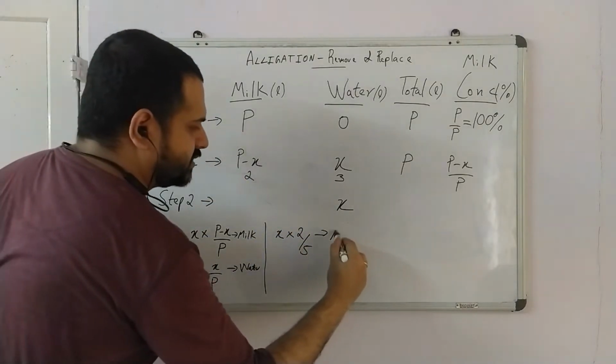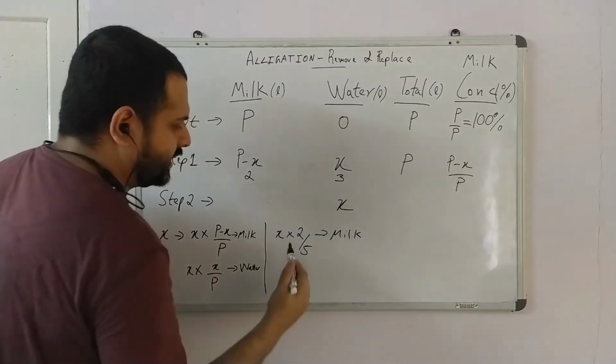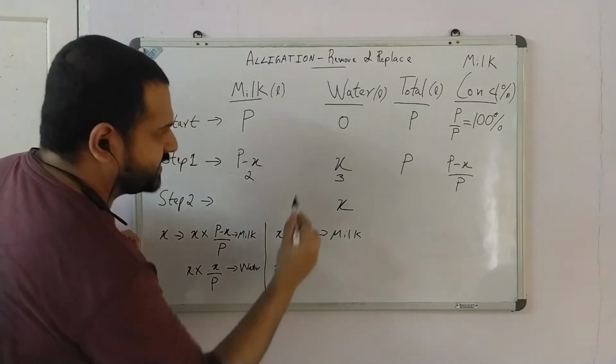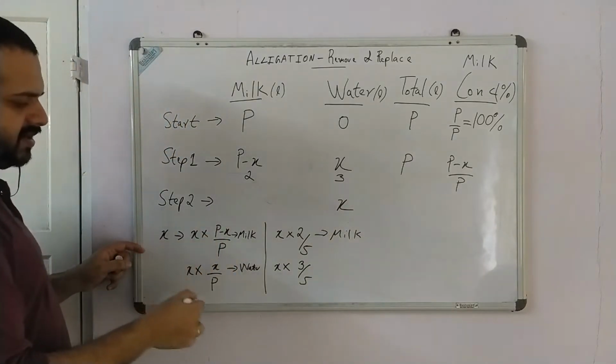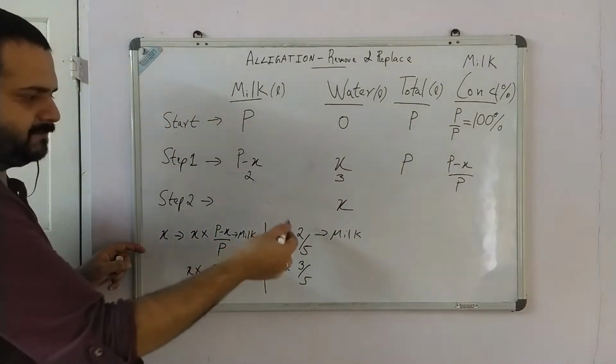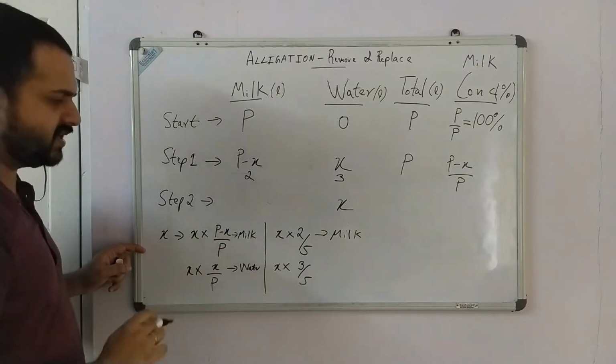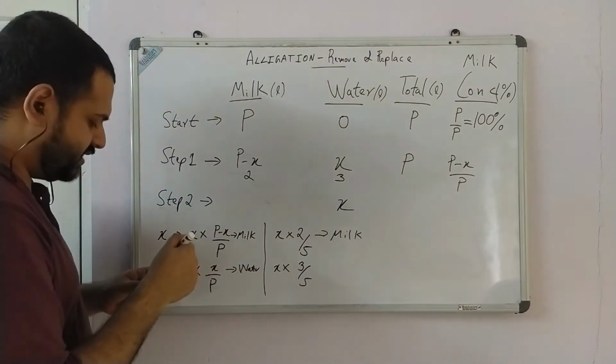So this is milk. And what is the amount of water? X into 3 by 5. Correct? That's what I have written in an algebraic form here, right? So same concept. Hope this is clear. So we'll just continue evaluating this.